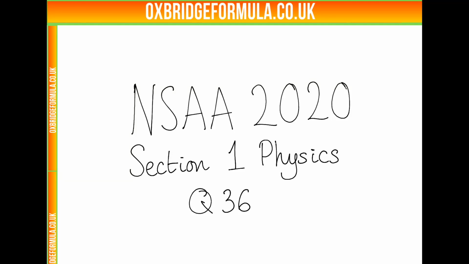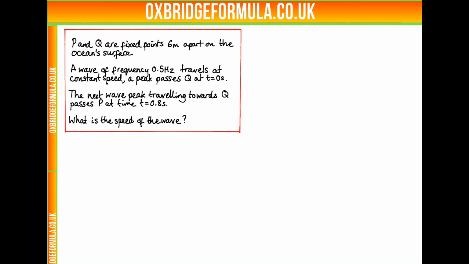This question is taken from the NSAA 2020 Section 1 paper, and it is question 36 of the Physics subsection. P and Q are fixed points 6 meters apart on the ocean surface. A wave of frequency 0.5 Hz travels at constant speed from P to Q. A peak passes Q at t equals 0 seconds.